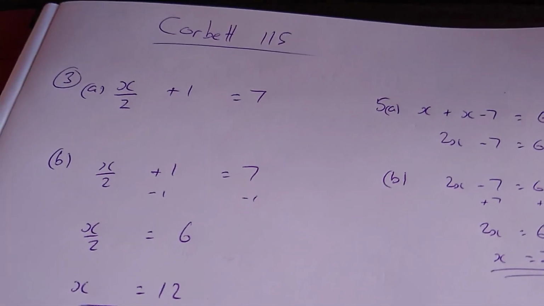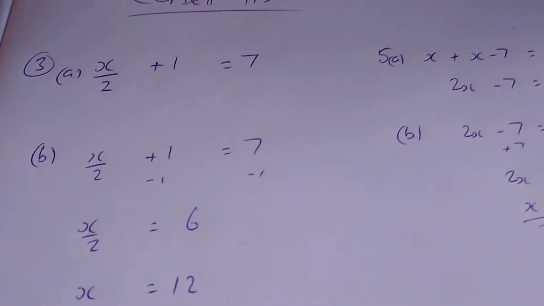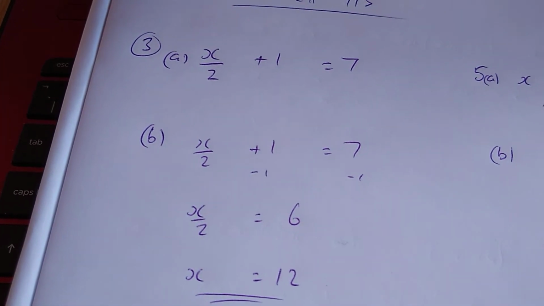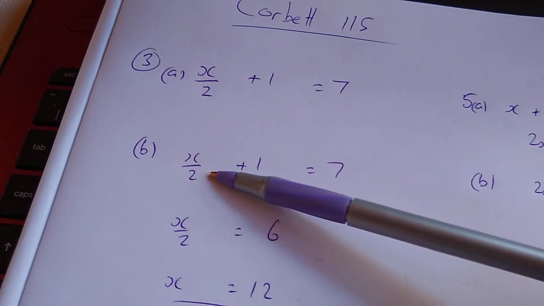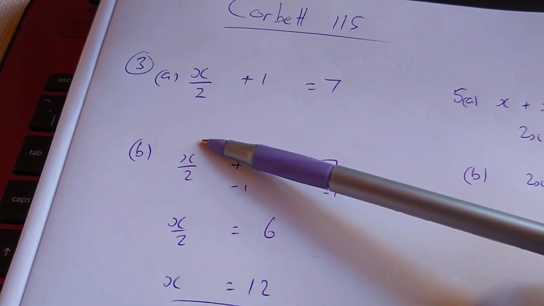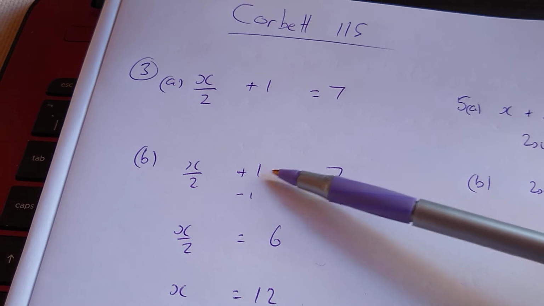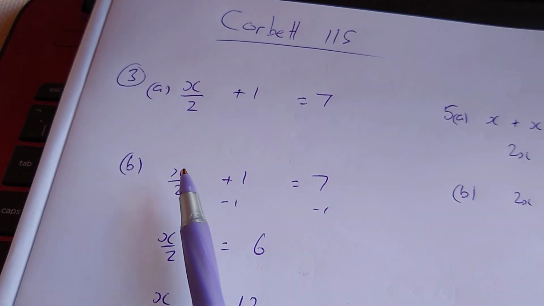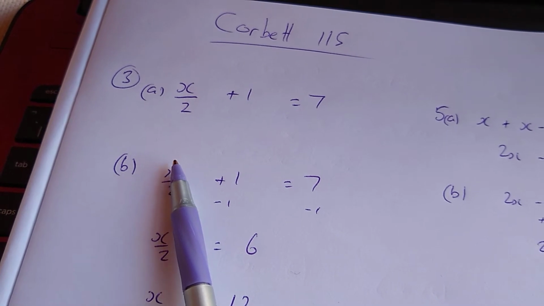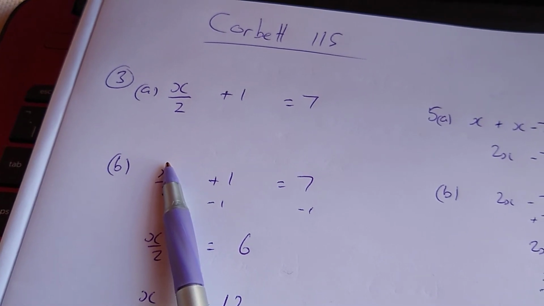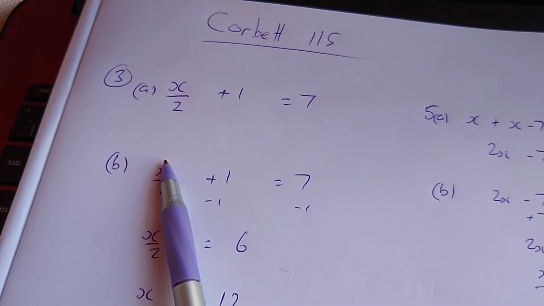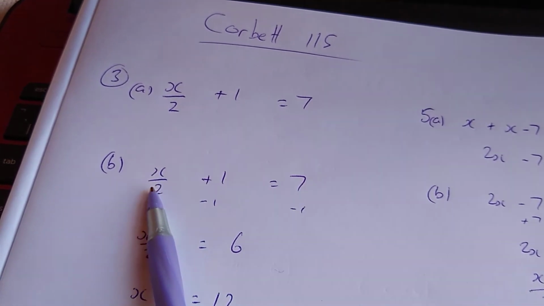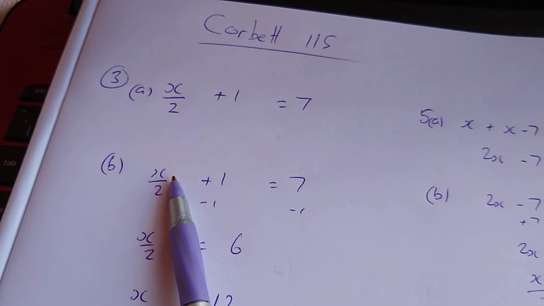Okay, now part B asks us to solve that. So if we're going to solve that equation, we need to get this term on its own first of all. At the moment we're adding 1 to it and getting 7. So this plus 1 makes 7. So I'm going to take away 1 from both sides of the equation. We know 6 add 1 is 7, so this here has got to be 6.